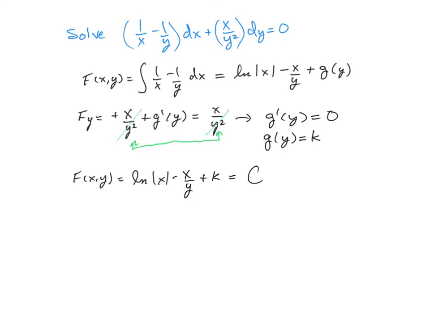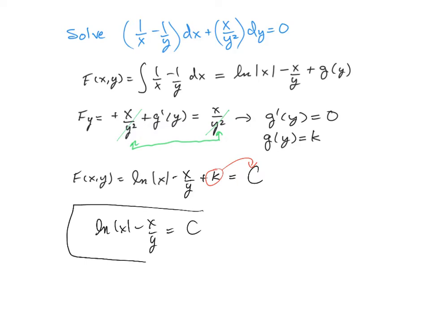And just like before, you can think of this little k as being absorbed by the C because you don't need two arbitrary constants in one equation. So the final answer then is the natural log of x minus x over y is equal to a constant C. And just as suggested in the other video, you can check your answer by going through and taking the implicit derivative of this, of y with respect to x, and then rewriting it as the original differential equation.